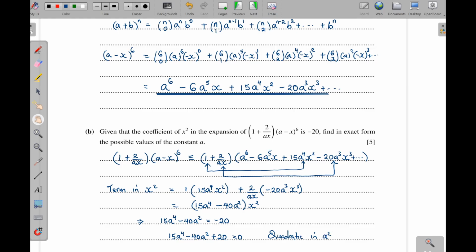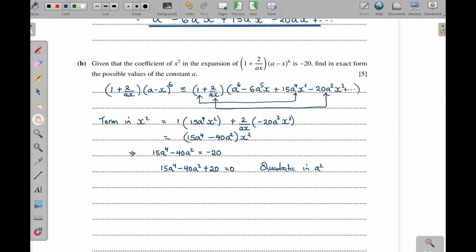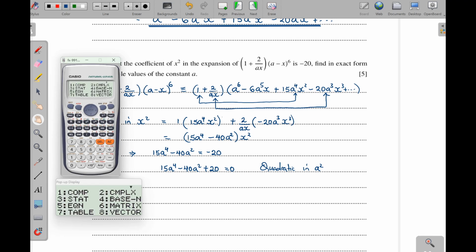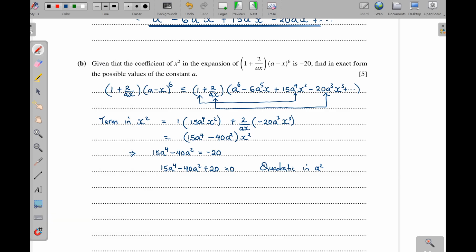Okay, so let us see whether this one is factorizable on the calculator. Mode, then equation is 5, and then quadratic is 3. Then I'll put 15, then minus 40, then 20, then we get 2, and then 2 over 3. So I would say a squared is equal to 2 over 3, and also a squared is equal to 2.